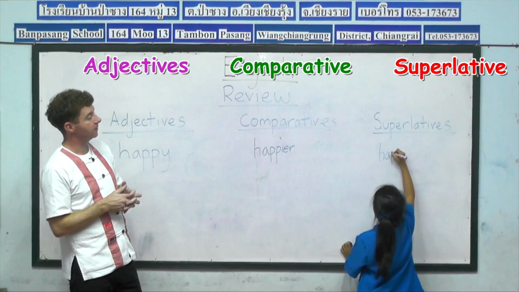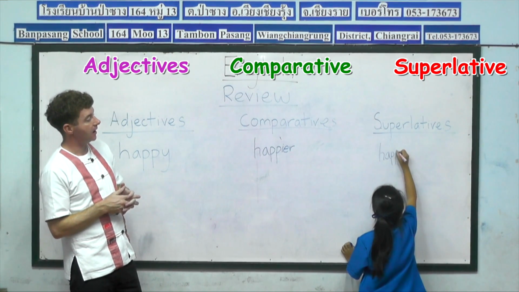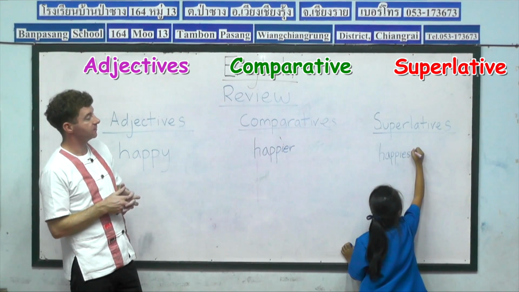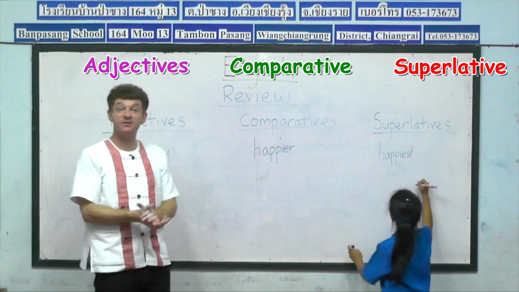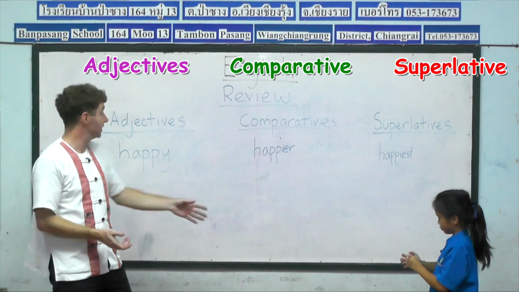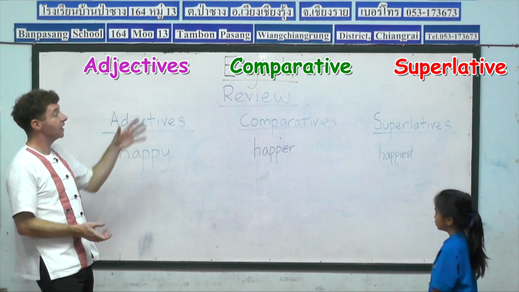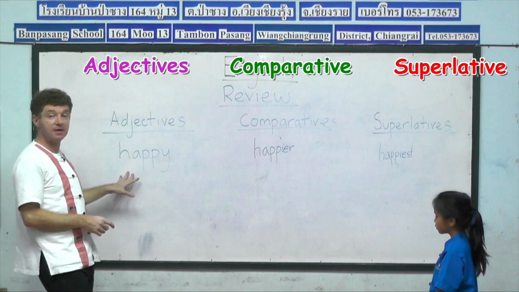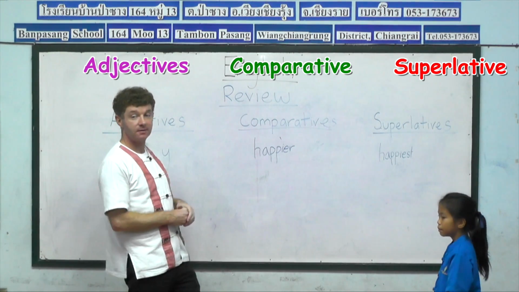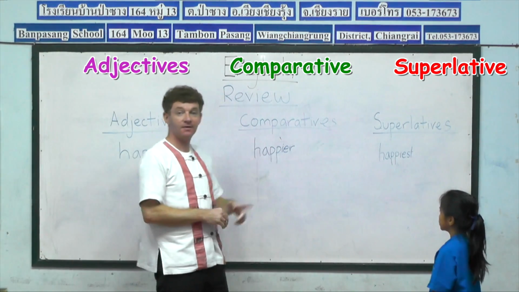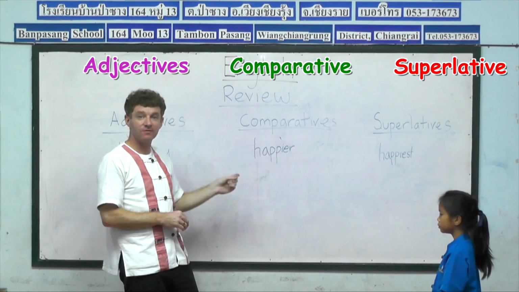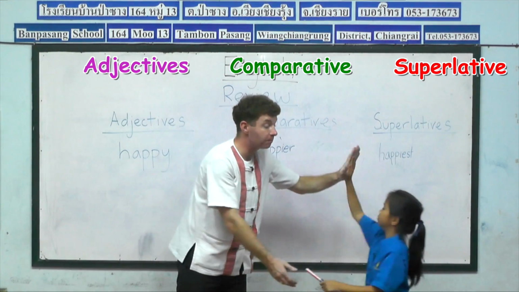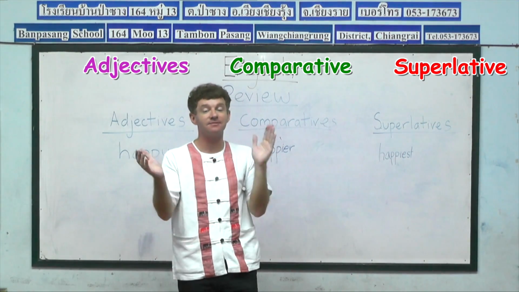A, P, P, I, E, excellent. So you can see how Prel has demonstrated taking our adjective happy and changing it into its different forms. So altogether, guys, happy, happier, happiest. Adjective, comparative, superlative. Prel, that was excellent. High five and a big round of applause for Prel, please, guys.